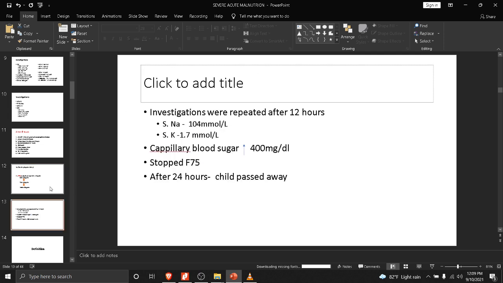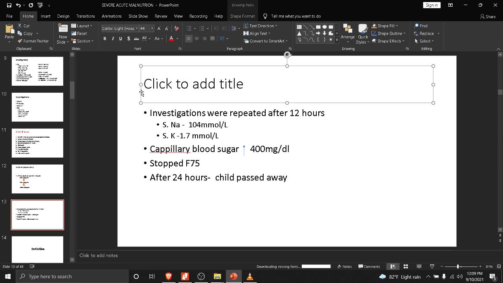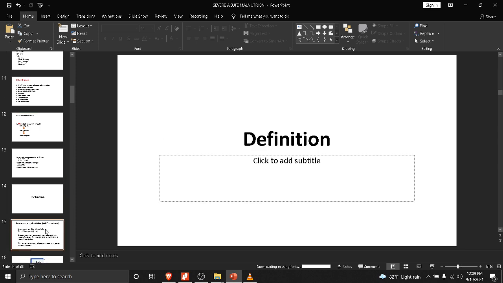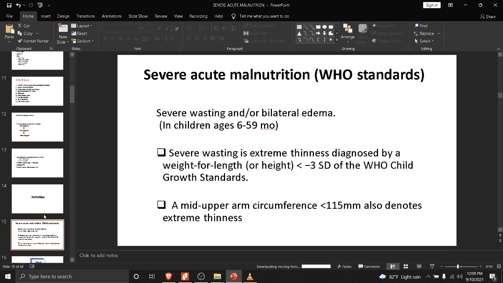At the end of the presentation, I am going to explain about the definition and the pathophysiology of SAM, severe malnutrition and refeeding syndrome, and then come to what we could have done better in this case.